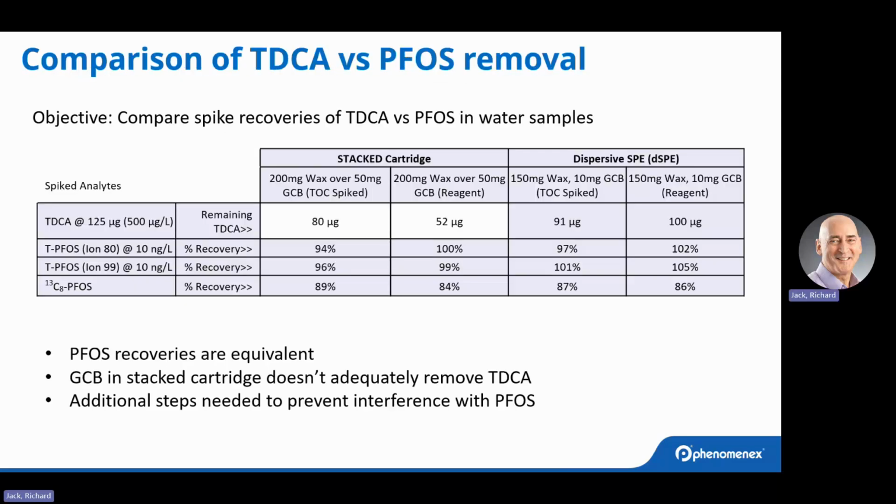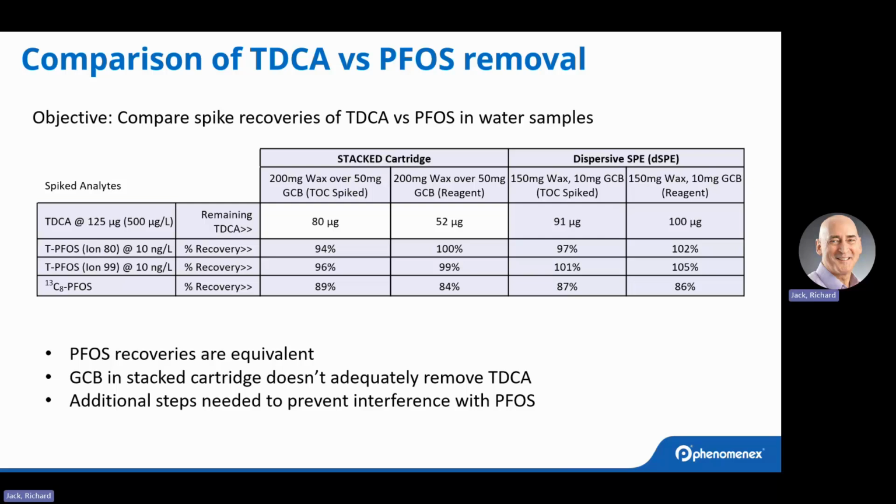So does the cartridge remove TDCA specifically? In this example, we want to compare spike recoveries of TDCA versus PFAS in water samples. Looking at the far left of this table, we spiked TDCA at 125 micrograms, or 500 micrograms per liter final concentration. And we also looked at the ion transitions for PFAS, percent recoveries, as well as the C13 labeled PFAS. For each sample, we used two different waters. One is just a reagent water, and the other is using a TOC spike.